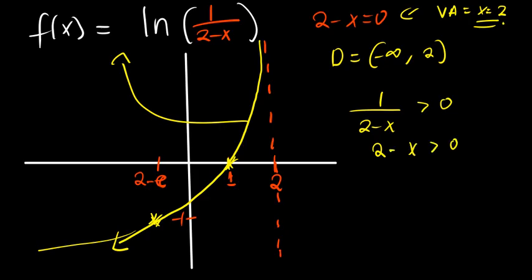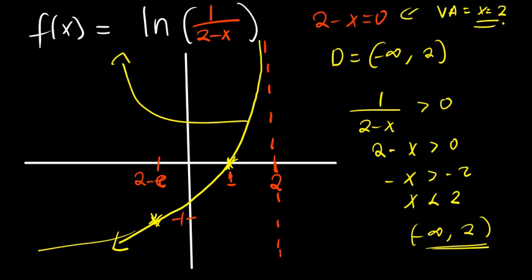If we solve for x, shift 2 to the other side, it will be -x > -2. If I divide both sides by negative, the sign changes. So this tells me that x should be less than 2. So starting from negative infinity, less than 2, these are not included. So that becomes my domain. That's how we find the domain of logarithmic functions.